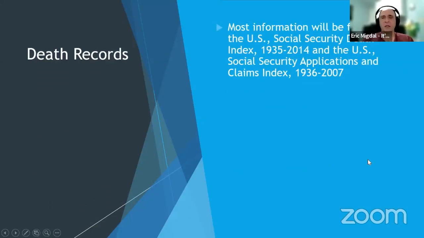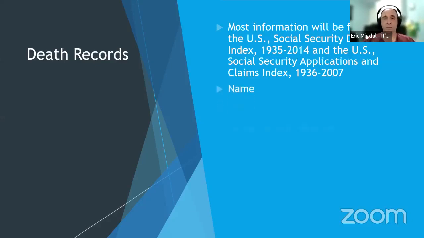Most death records that you're going to find are going to be found on the United States Social Security Death Index and the Social Security Applications and Claims Index. Some death records you can find on death certificates, but they're not very shared online. Some of them have been released as they get older and older, but most of the time they're kept with the family and not placed online.